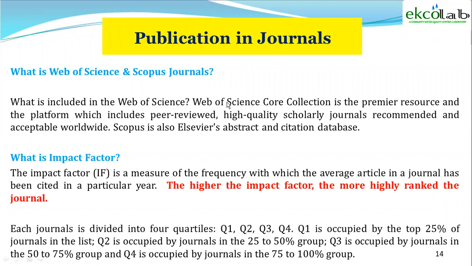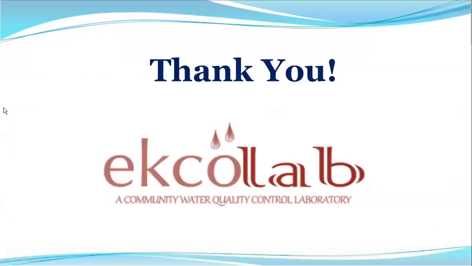Web of Science is a premier core collection resource platform, which means you should publish your article only in journals that are highly peer reviewed and registered under Web of Science and Scopus. If you want to submit your article to any journal, first you need to check that it is registered under Web of Science and the Scopus journal list. Then you can submit your article.